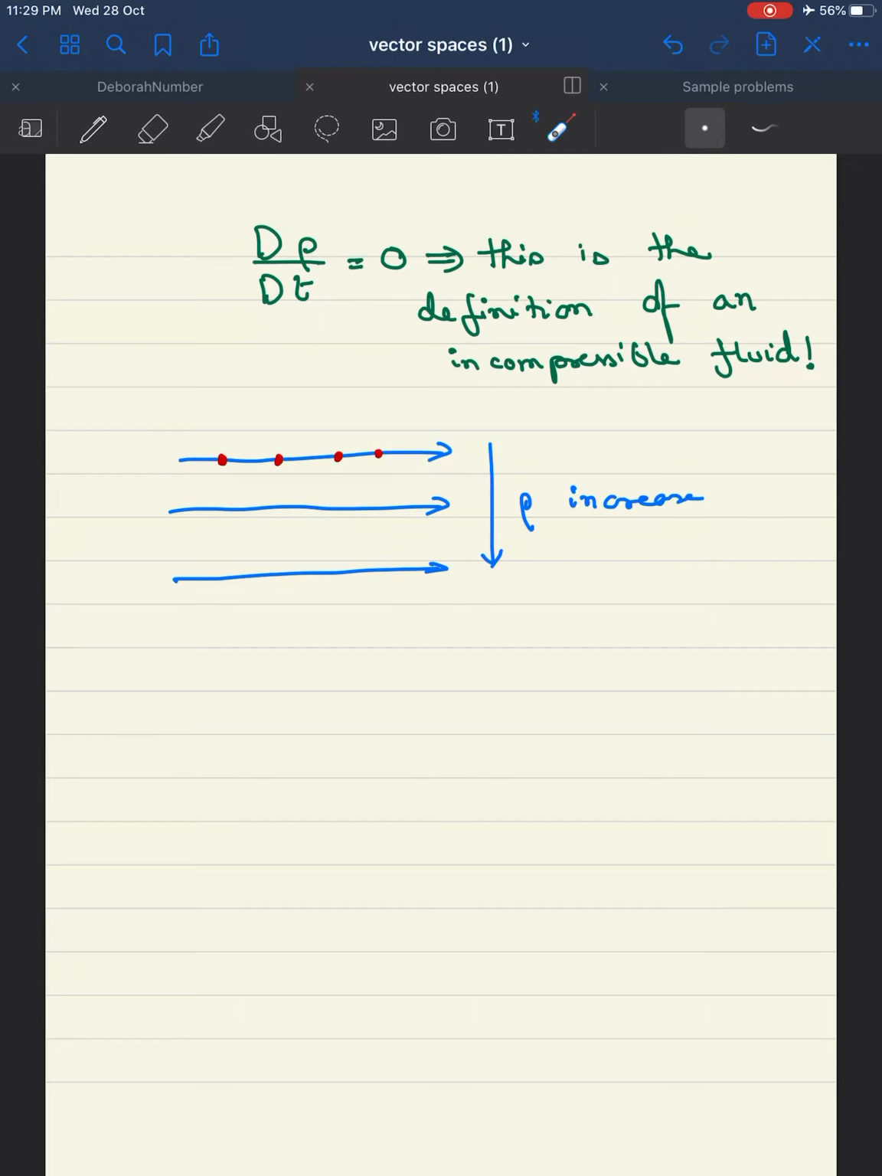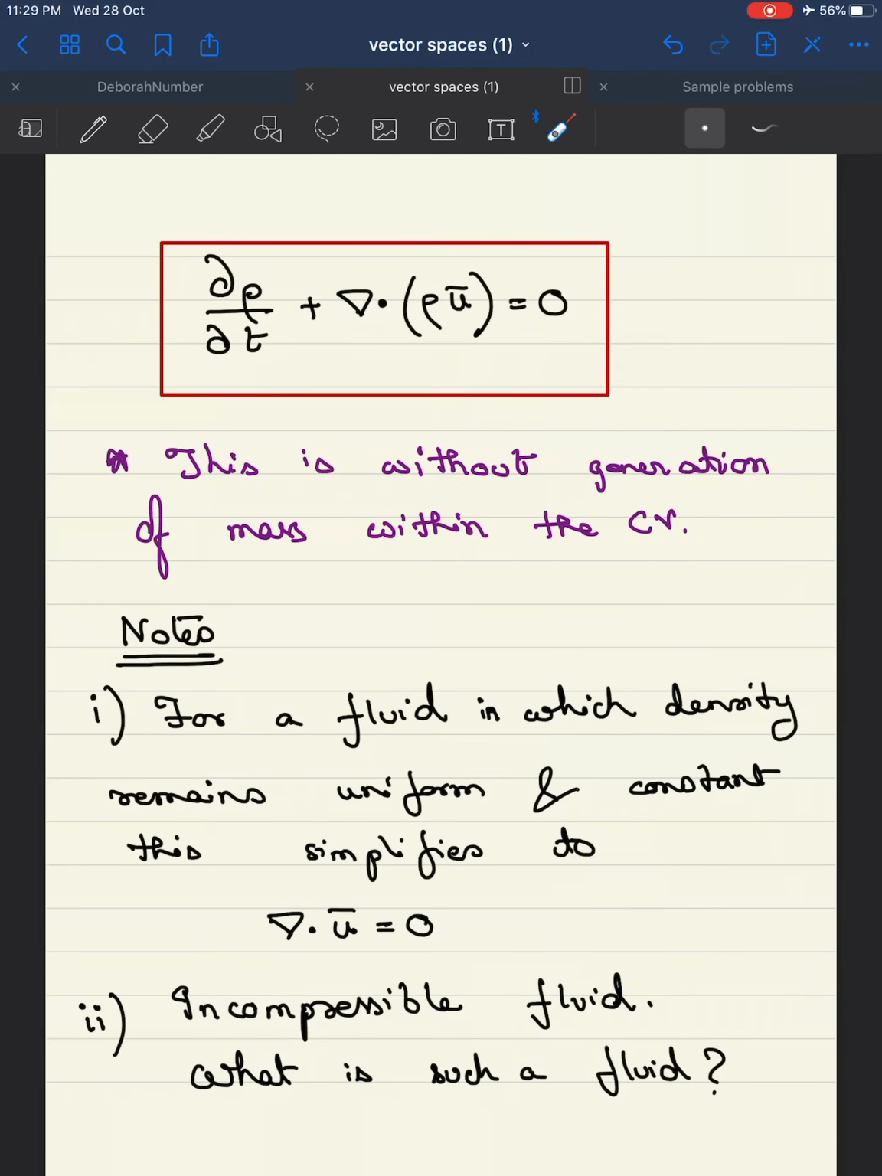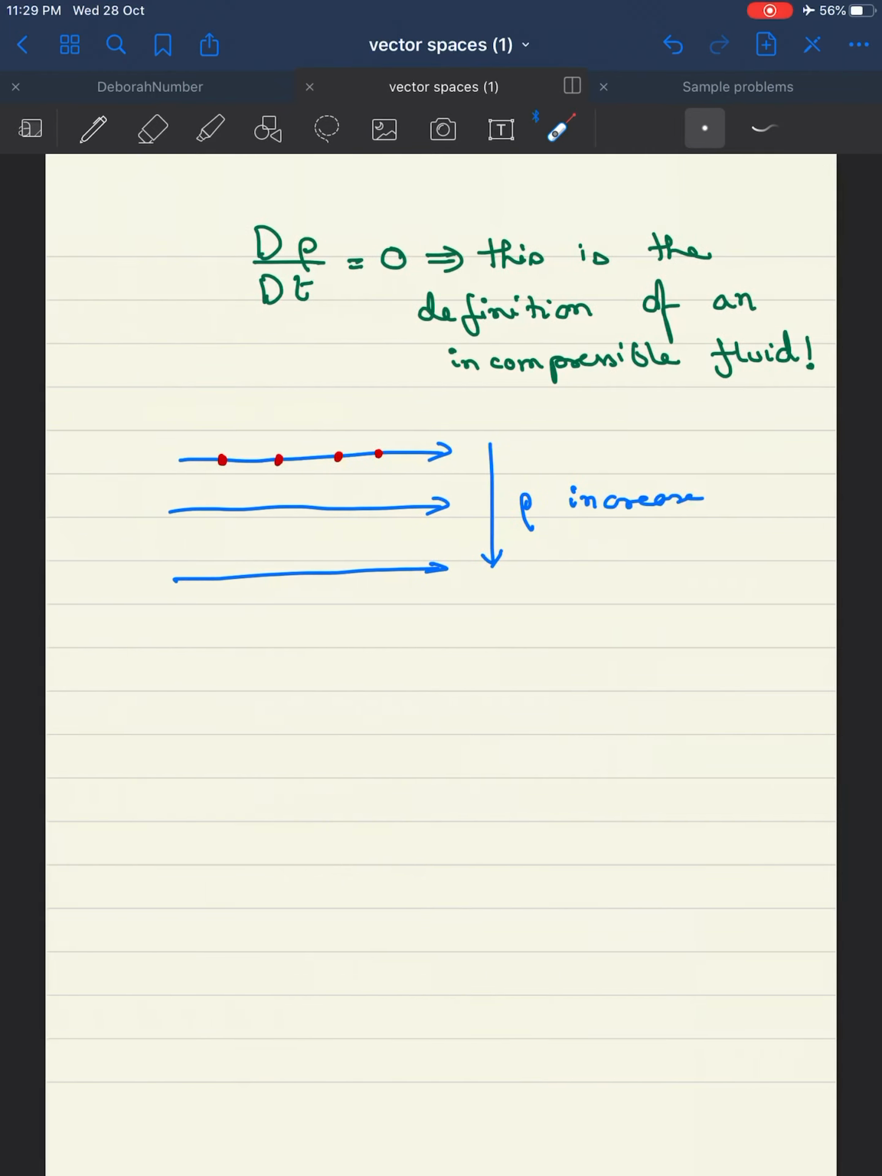So that is the definition of an incompressible flow. Sometimes people confuse incompressible flow with this particular definition, that the density has to remain uniform and constant. That's not true. You can have a situation where the flow is incompressible, but there is a density gradient in the fluid itself.